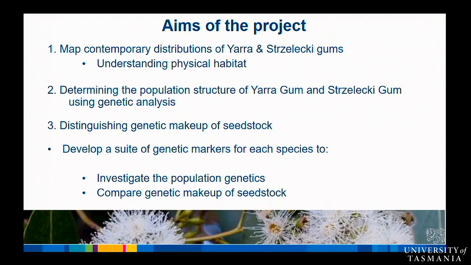So I'd like to also determine the population structure of yarra gum and Strzelecki gum using genetic analysis. And like I said before, 50 samples is in no way going to cover that. So please, if you see all these things, just continue thinking it is just for now. I will be expanding on that a lot. And developing a suite of genetic markers for each of those species to compare the genetic makeup. And I'll also be looking at current commercial seed stock that's already there to determine if it's representative of what's in the landscape and to inform management.